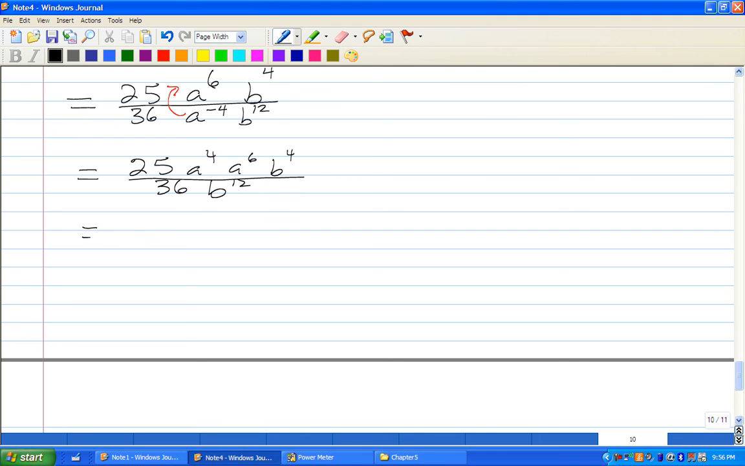And so this is equal to, well, I can't really do anything with the 25 or 36. I have a to the 4th times a to the 6th. They're both in the numerator. I'm multiplying, so I keep the base and I add exponents. 4 plus 6 is 10. I have the same base b. Since 12 is bigger than 4, b will be in the denominator, and I'll subtract the exponents. 12 minus 4 is 8. And that is my answer.